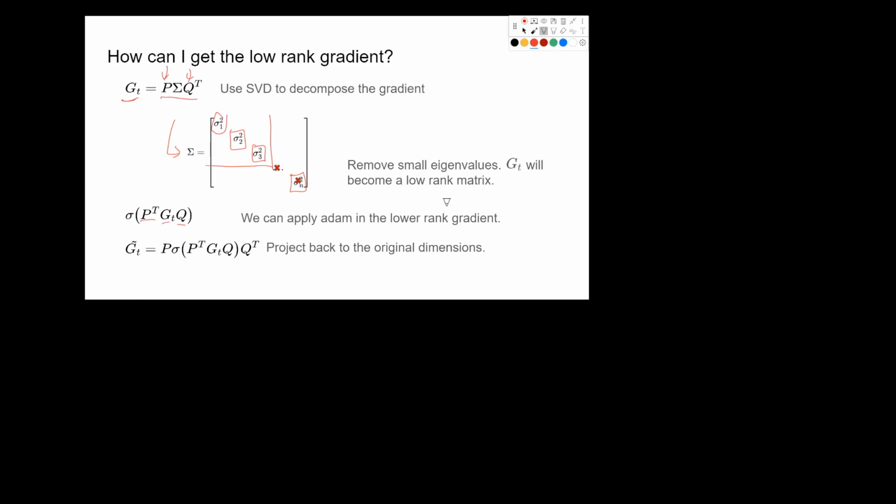And for now, we know that this will be in the lower space, so the Adam algorithm will actually work on the lower space only instead of in the full rank space. So after we get the result, we can project it back to the original dimensions to get the GT, which can be used to update the weights, which are in the full rank.